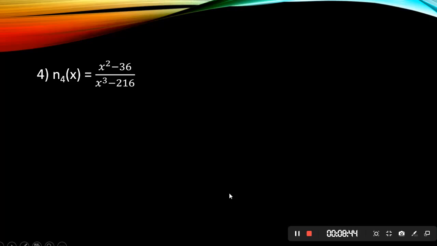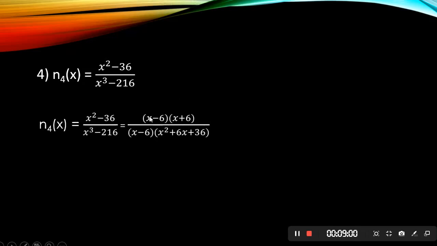Number 4. N of x equals x power 2 minus 36 over x power 3 minus 216. The numerator gives me the difference between two squares, so factorize to be x minus 6 times x plus 6. Down, this is the difference between two cubes. 216 is a cubic number. We can check if it's cubic or not by taking the cubic root of this number, which will be 6.